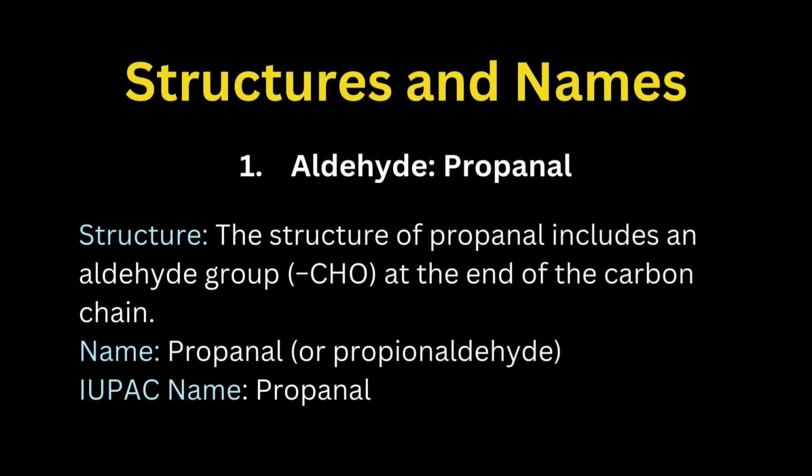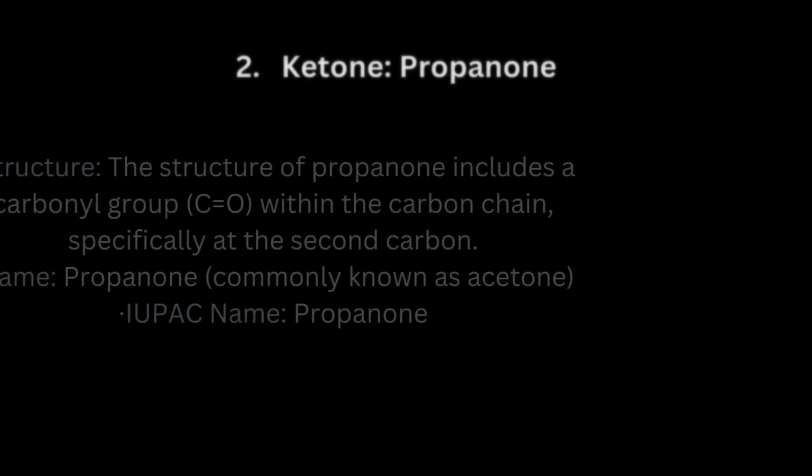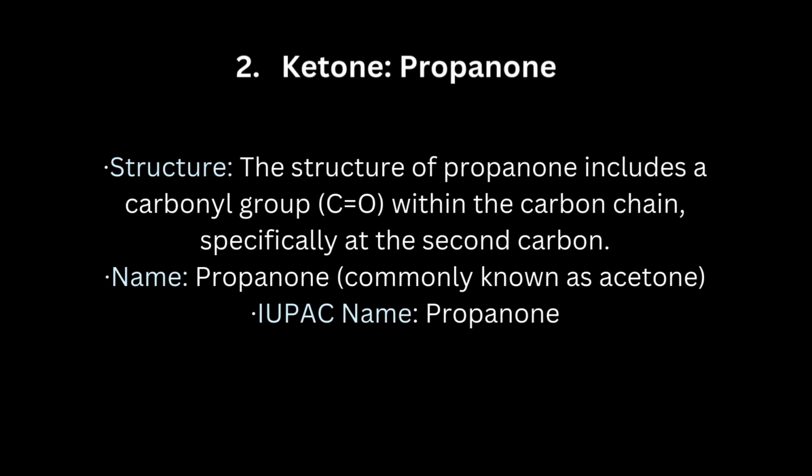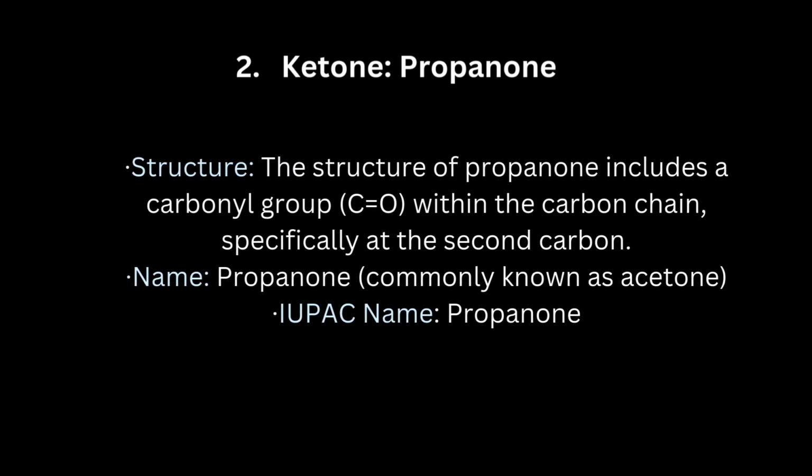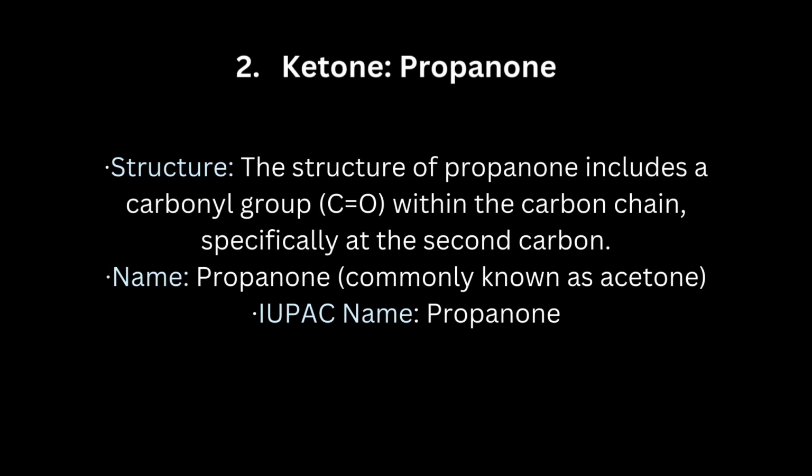Structures and names. Aldehyde, propanal. Structure. The structure of propanal includes an aldehyde group, CHO, at the end of the carbon chain. Name, propanal or propionaldehyde. IUPAC name, propanal. Ketone, propanone. Structure. The structure of propanone includes a carbonyl group, C double bond O, within the carbon chain, specifically at the second carbon. Name, propanone, commonly known as acetone.